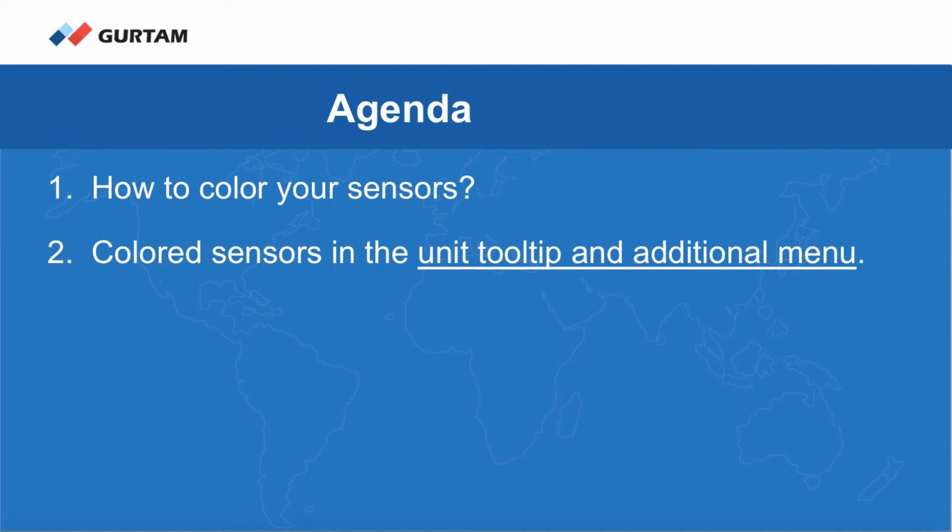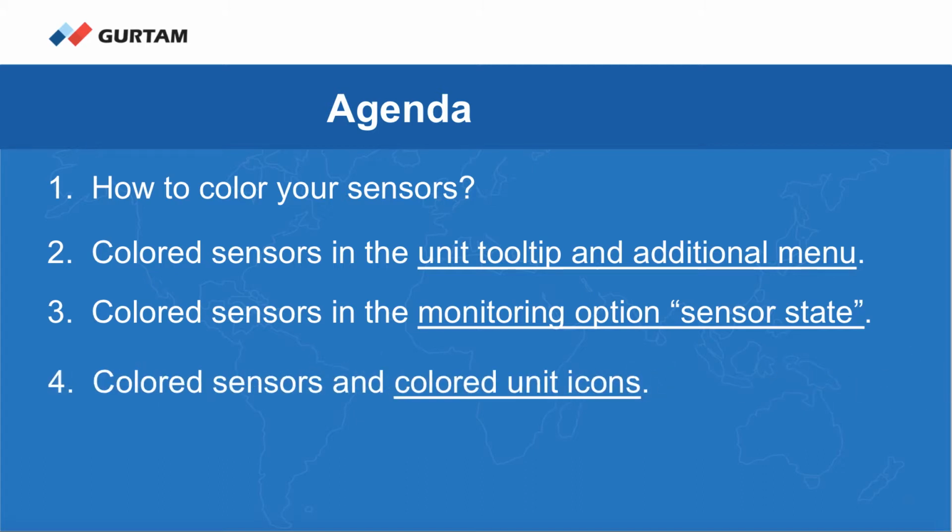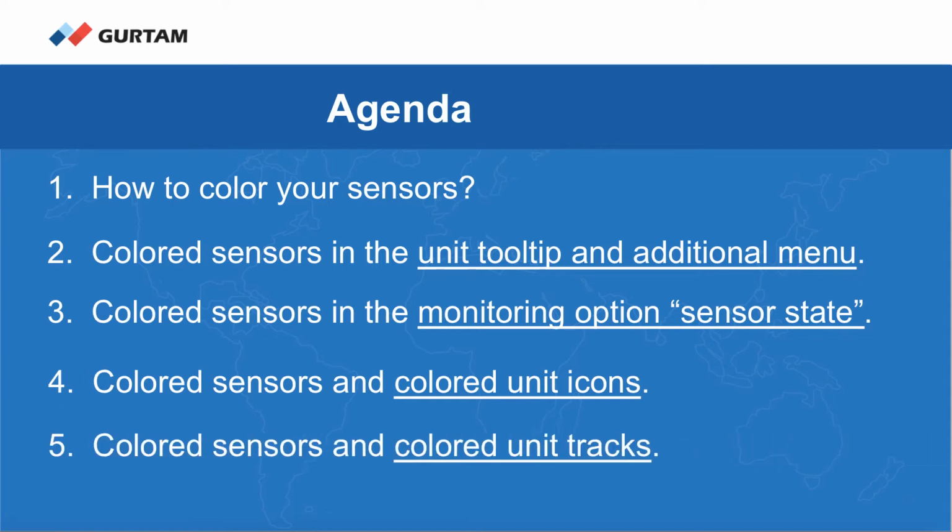For example, in the beginning, we'll talk about presenting the colored sensors in unit tooltip and additional menu. And then we'll talk about presenting these sensors in a monitoring option called sensor state. Then we'll also see how the colored sensors can be valuable by using them in unit icons. And in the end, we'll also have a look at colored unit tracks. So again, the tracks will be colored according to the color of your sensor.